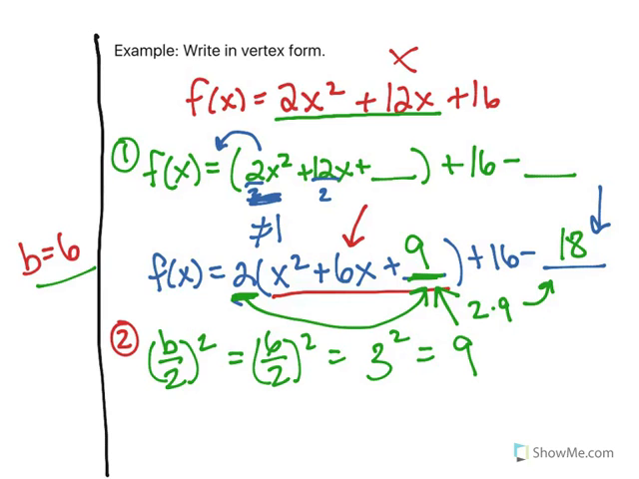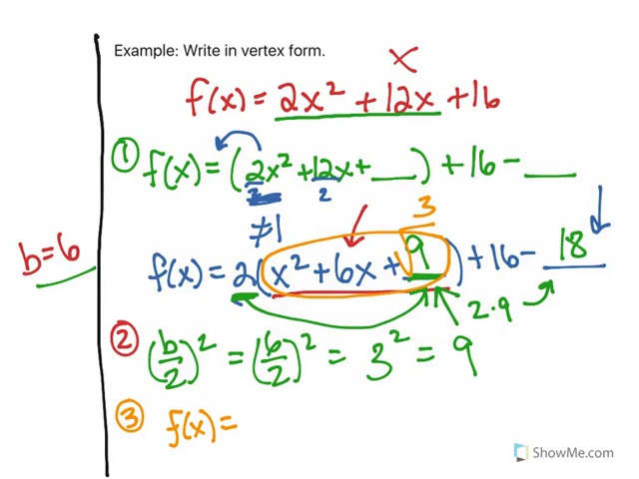Now we're going to do the same thing as before. We're going to factor this using our rules for perfect square trinomial, which means that this is going to be the square root of 9 is 3.